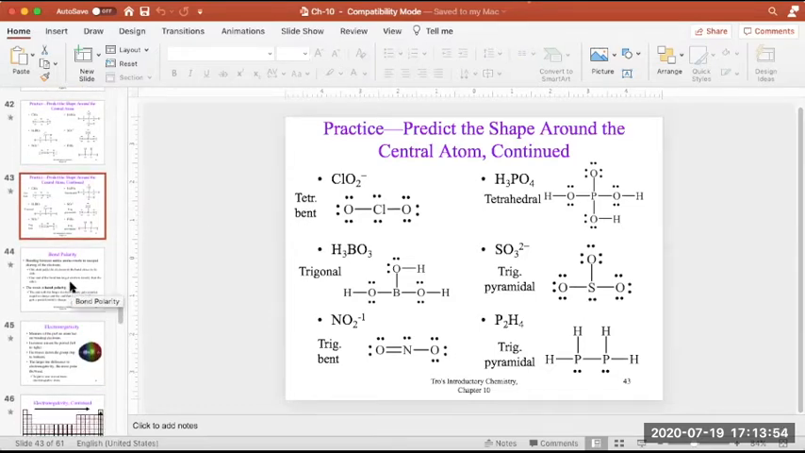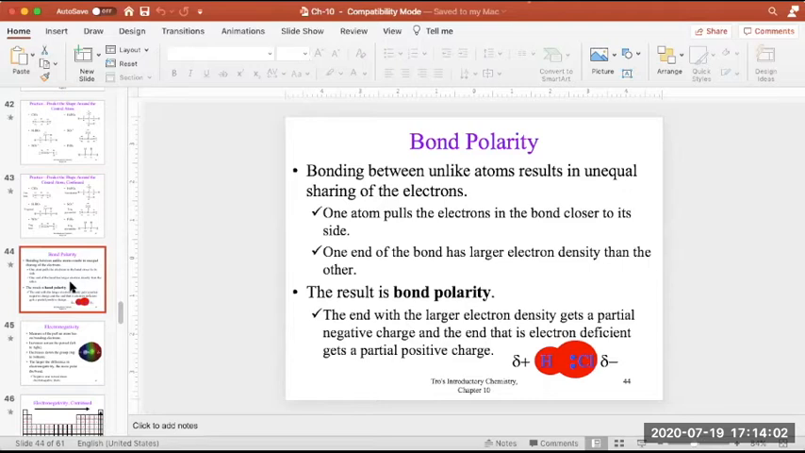Okay, so we finished with the Lewis structure and the shape. Now let's talk about the polarity of the bond. What is bond polarity? Bonding between unlike atoms results in unequal sharing of electrons. Let's say you have two atoms with a bond between them. Let me write over here. Let's say you have A bond with B, over here.